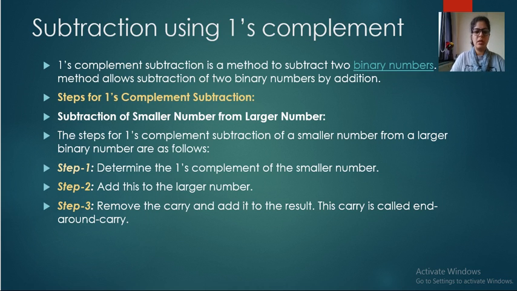So first of all, what is this method? 1's complement subtraction is a method to subtract two binary numbers. This method allows subtraction of two binary numbers by addition. This is a very important point. As I have already told you, in this method we do not have to perform subtraction, we have to perform addition to get the result. Without performing the subtraction, we obtain the result by performing addition. Now we will see how we have to perform all the steps.